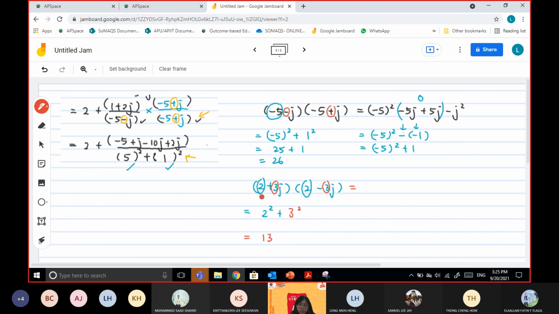13, right? So if not, then you can expand it as usual. So 2 times 2, you get 2 square. 2 times minus 3j, which is minus 6j. Then 3j times 2 will be 6j. So can you see this part will give you a 0?